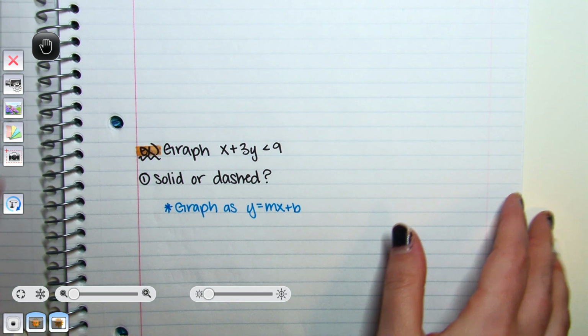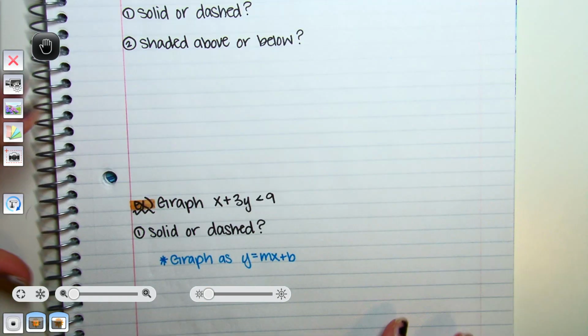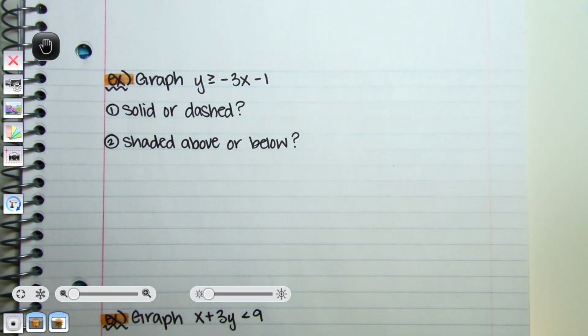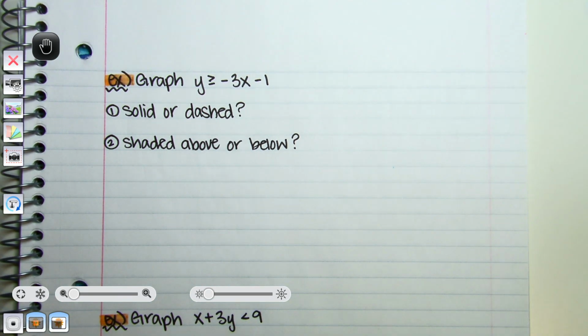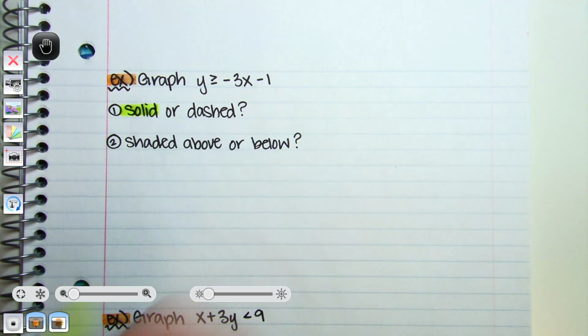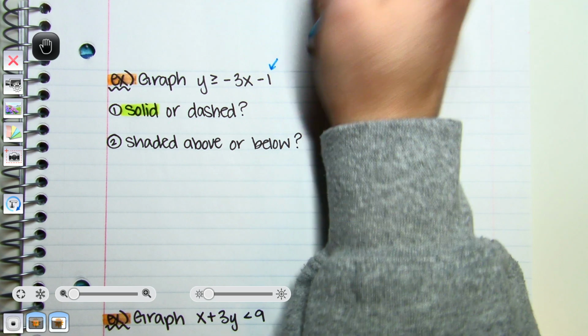All right, let's look at another example. So first off, solid or dashed? Good, you should have said solid, because this has an "or equal to," so it's going to be a solid line. Now this one, we are going to graph exactly the same way as our equations in the form y equals mx plus b. The only difference is the inequality. So what's my y-intercept? Good, you should have said -1.